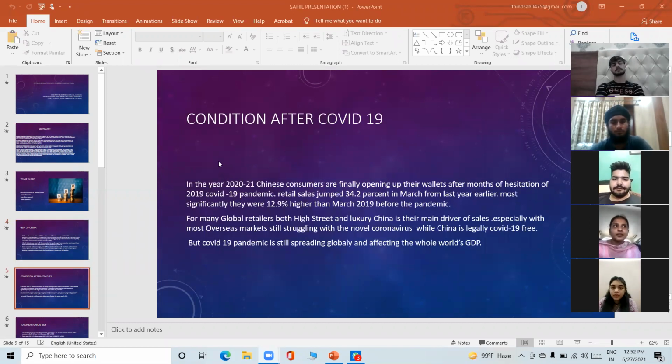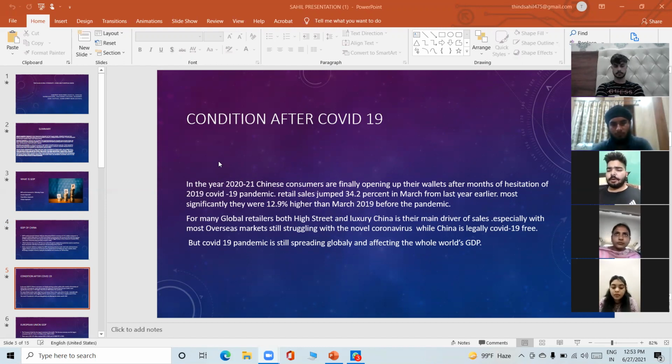Condition after COVID-19 in 2020 and 2021. Chinese consumers are finally opening up their wallets after months of hesitation due to the COVID-19 pandemic. Retail sales jumped 34.2% in March from a year earlier. They were 12.9% higher than March 2019, before the pandemic.